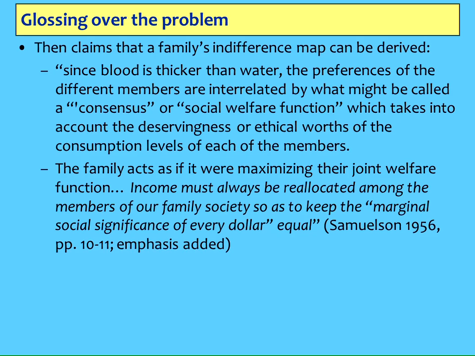Okay. So the family acts as if they were maximising a joint welfare function. And notice to do that, mum and dad have got to come home and allocate their income amongst the family so as to give the marginal social significance of every dollar equal in the family.